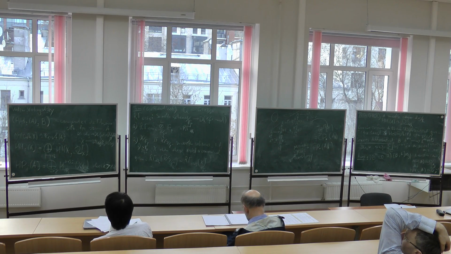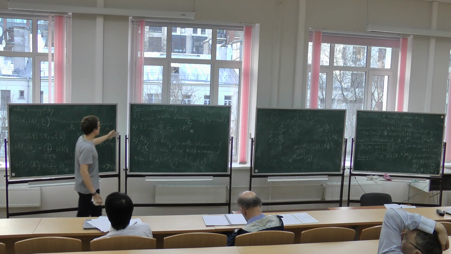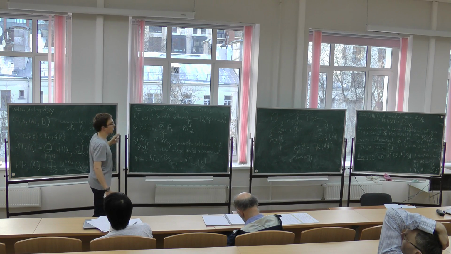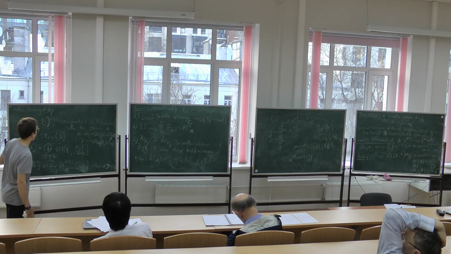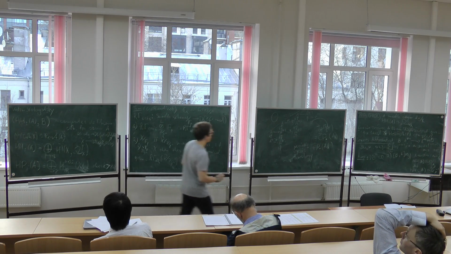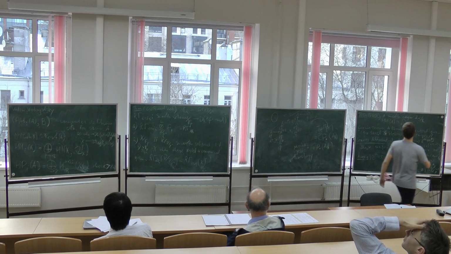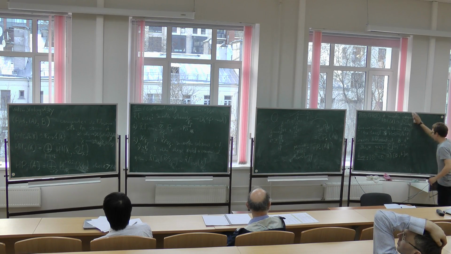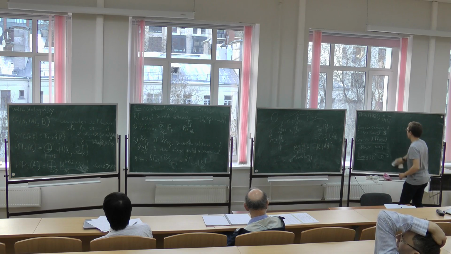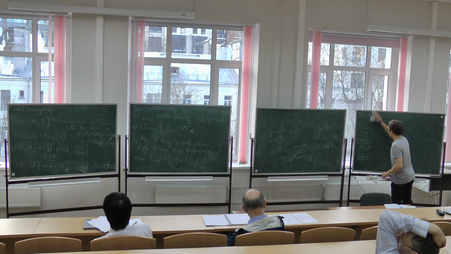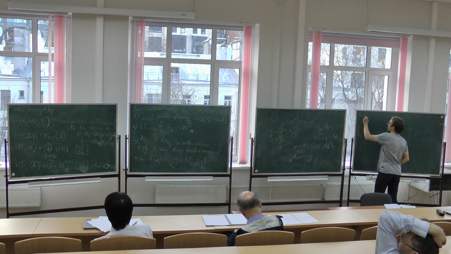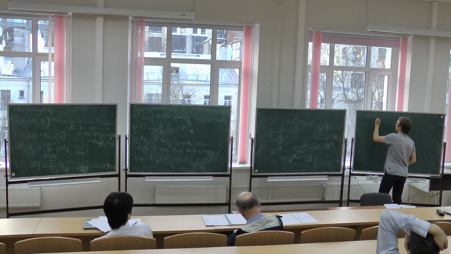Okay. So now let's try to construct a derived analog for this theorem for the periodic cyclic complex. First of all, I should say that there is this theory of the Gauss-Manin connection. It's due to Getzler and Kaledin.